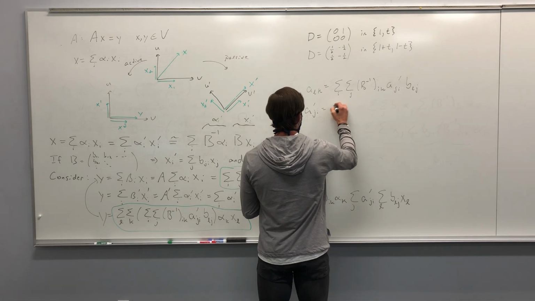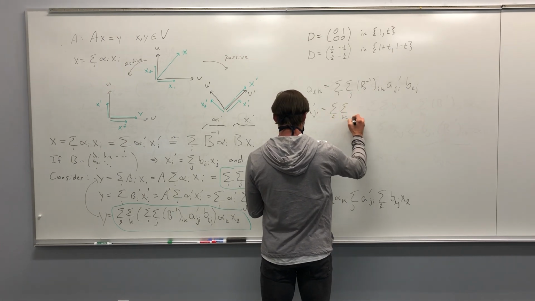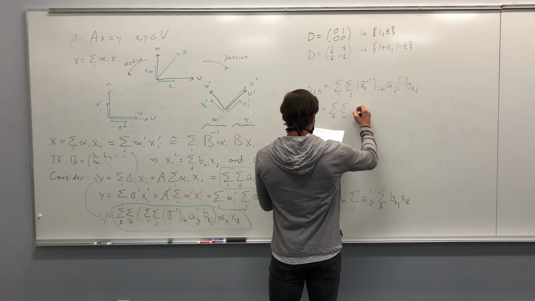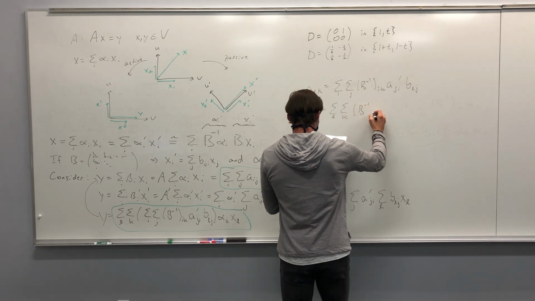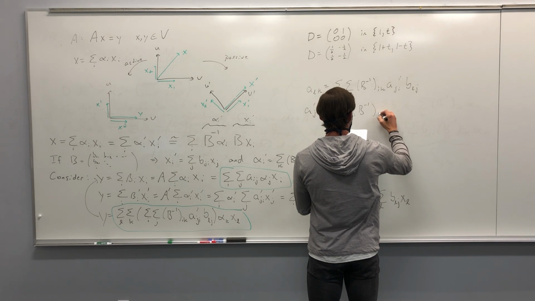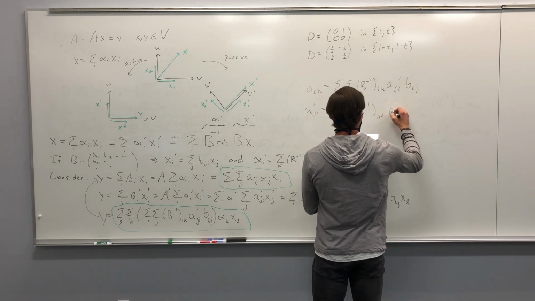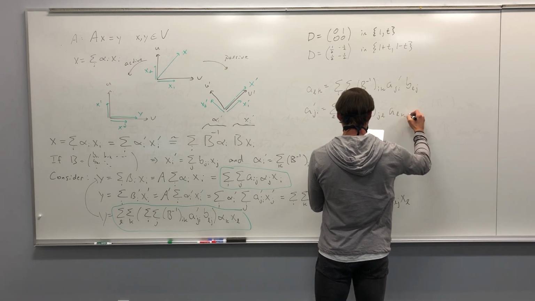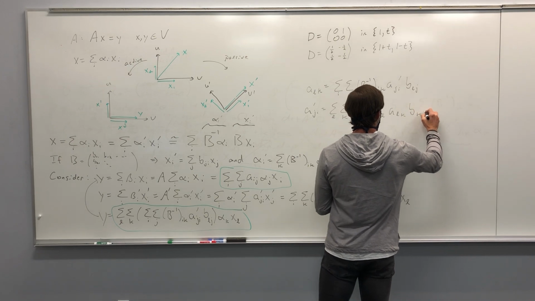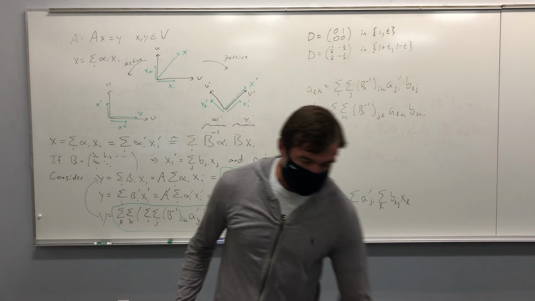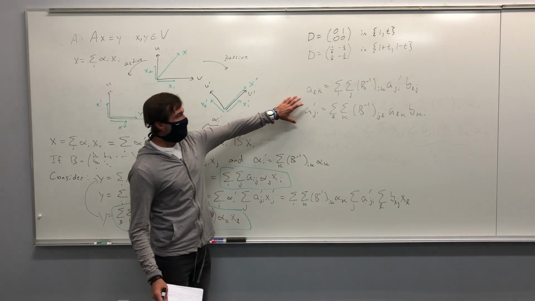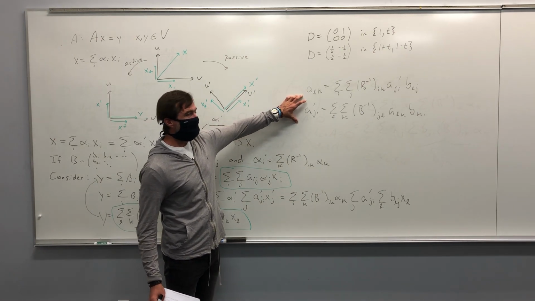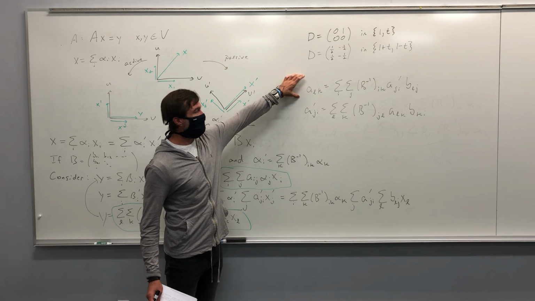So if you want to know A prime in terms of A, then that's just the sum over l, sum over k, B inverse_jl A_lk B_ki. Okay? Now, Seth. Yes. What is the beautiful simplification here versus here?